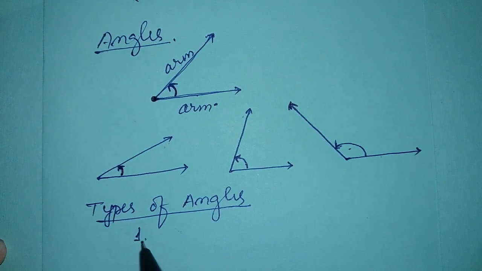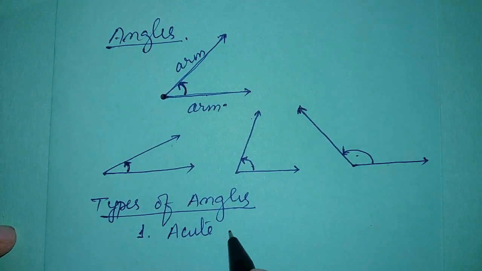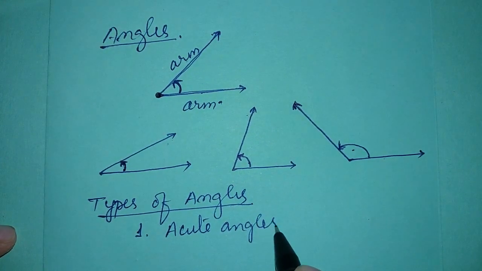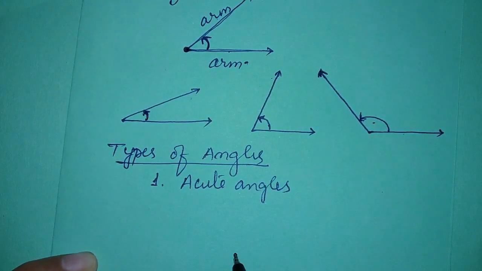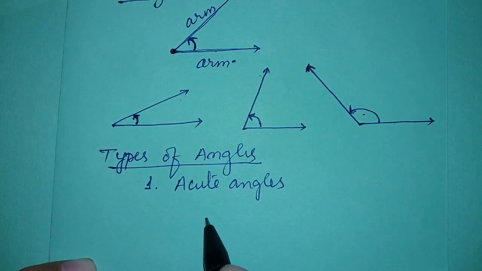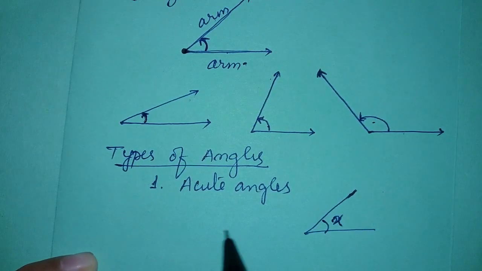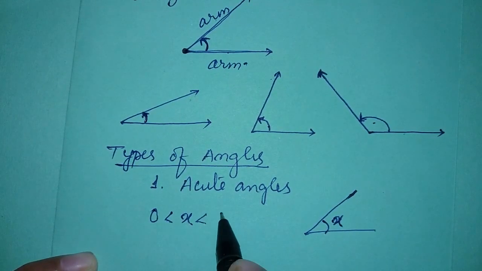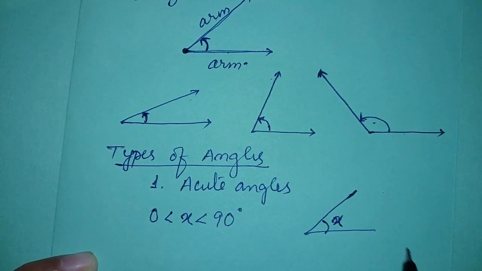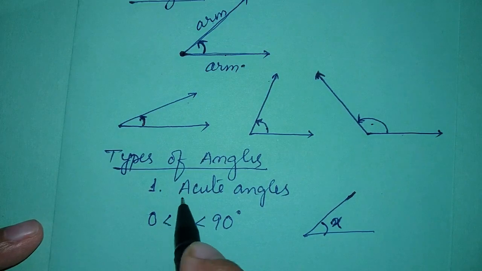The first one is acute angles. Now acute angles are those angles in which the measurement is less than 90 degree but greater than 0 degree. Now x is greater than 0 but less than 90 degree. So such type of angles are called acute angles.